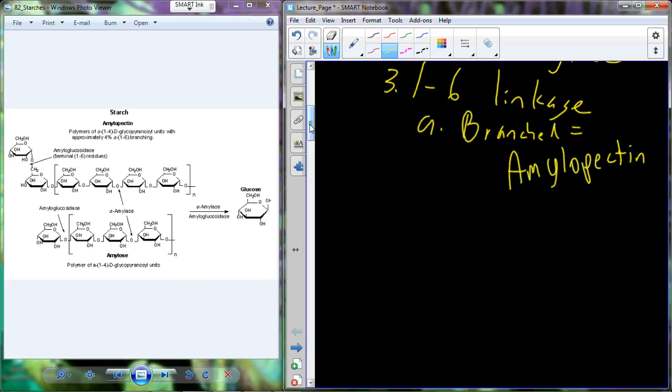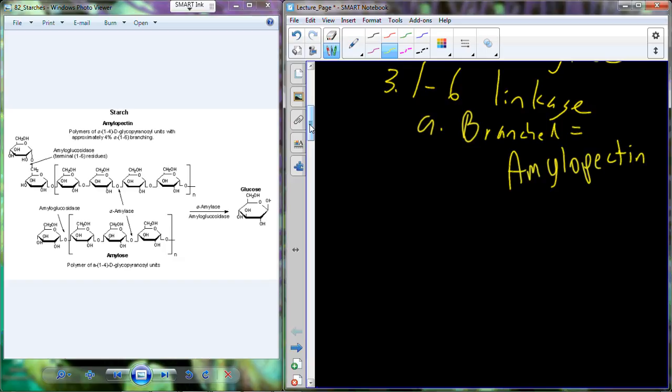So it becomes a storage molecule for certain plants, but also for consumers, other organisms that consume plants. As consumers, we can consume a potato, and you all know that we're going to digest starch. So we can digest both amylose and amylopectin.